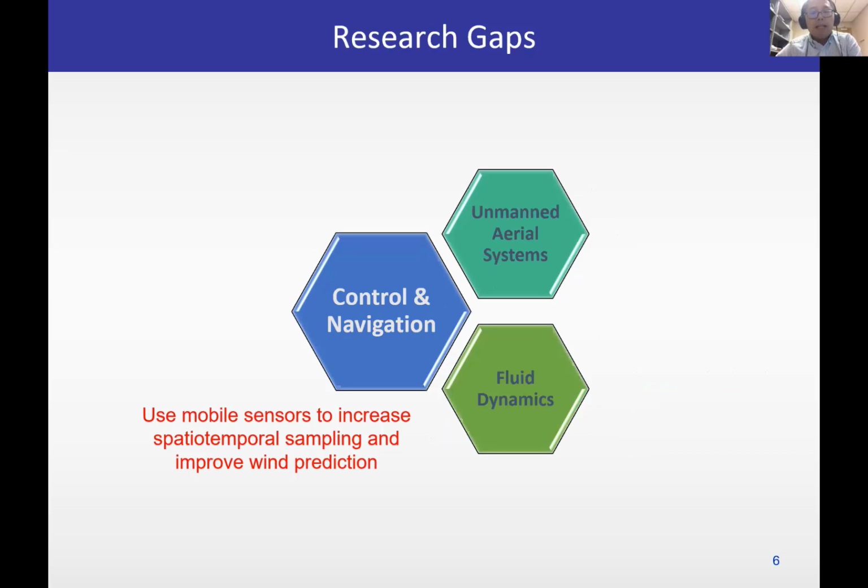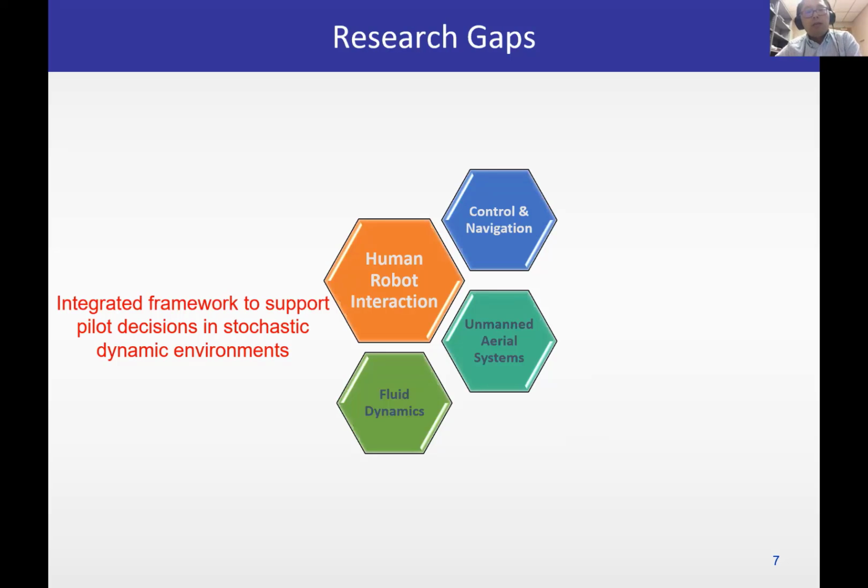And if we further add in the fluid dynamics, the wind part, then there's a big challenge of how do we use these mobile sensors, such as unmanned aircraft systems, to increase spatial temporal sampling of the low altitude wind field, and also how do we improve the prediction based on the data collected from the wind field. So that's another big challenge out there. And once we put the human into the picture, like the pilot and aircraft interaction, then what's missing, particularly nowadays for small unmanned aircraft systems, is an integrated framework to support their decisions in a stochastic dynamic environment. So right now they don't have the theory and tools to support their decisions when there's gust and when there's wind. So these are the gaps we will be addressing in the next 4 years throughout the entire project.